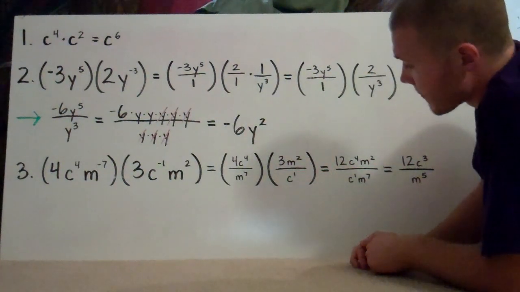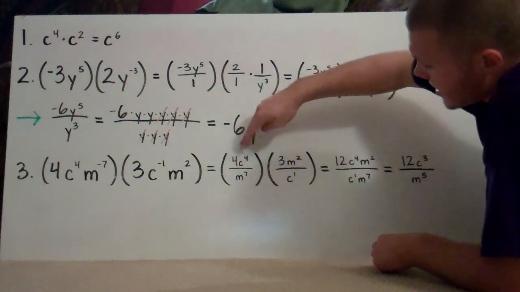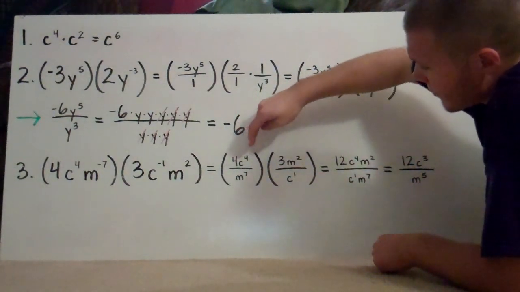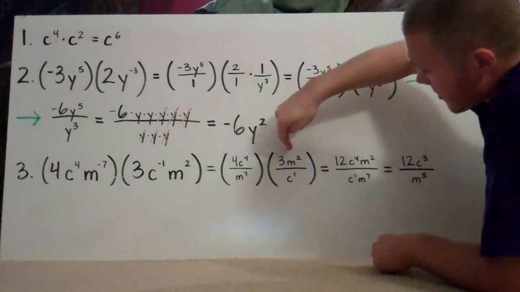Now it's positive. Then all you have to do is multiply these out. 4c to the 4th times 3m to the 2nd. 4 times 3 is 12.